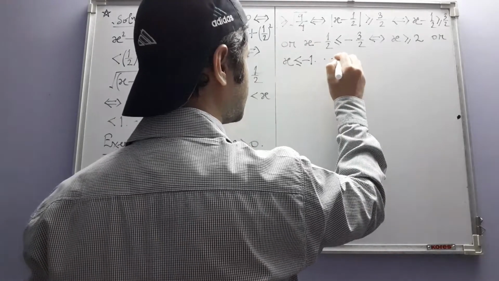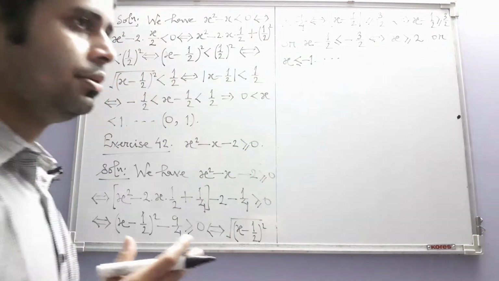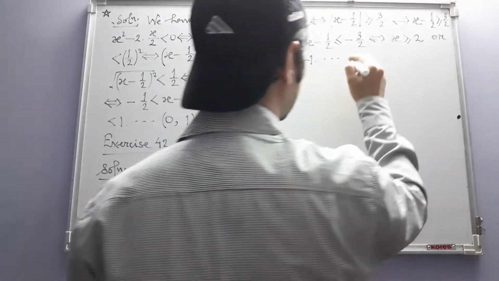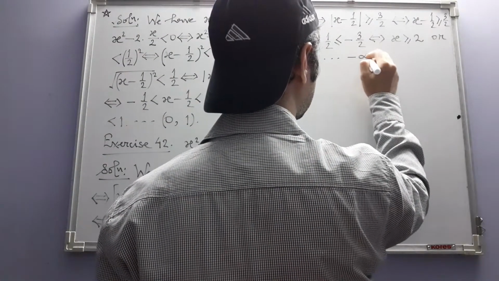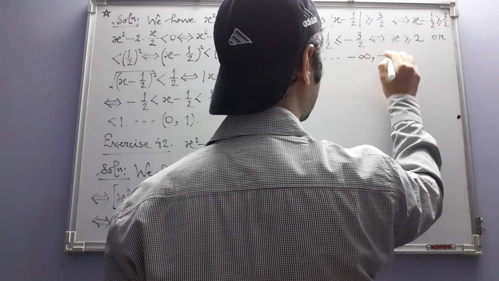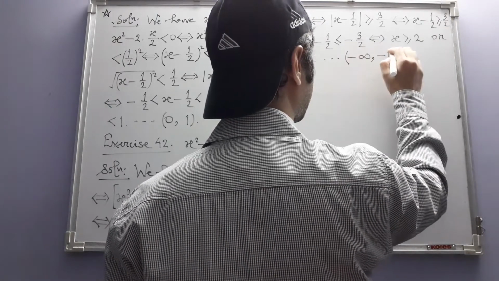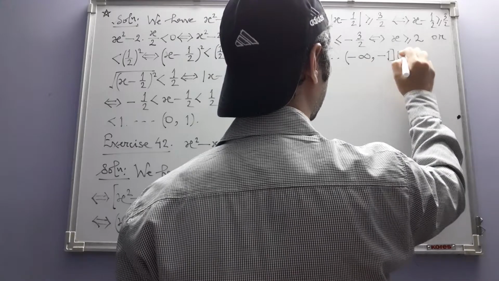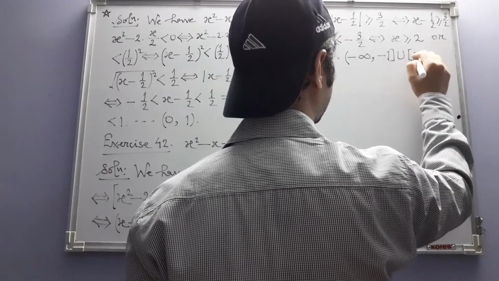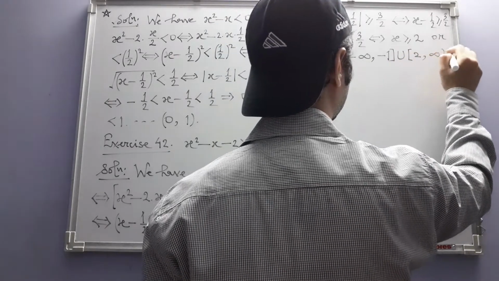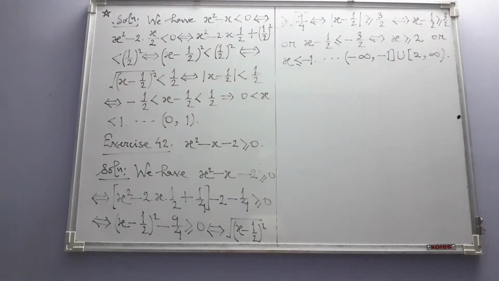So in this case the solution set is a union of two intervals. One of them is x is less than or equal to minus 1, and the other is x is greater than or equal to 2. So this is the solution set.